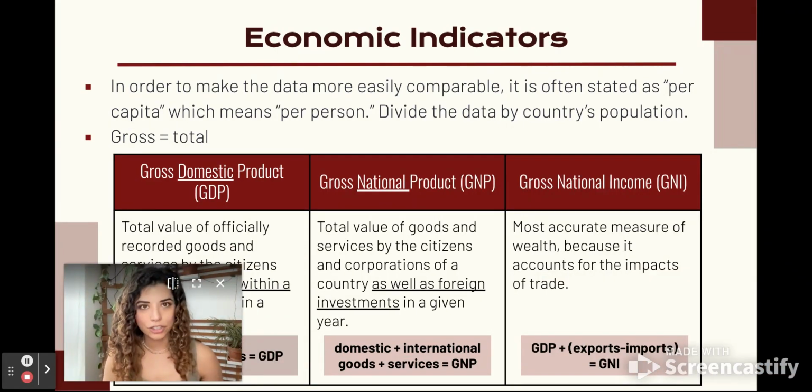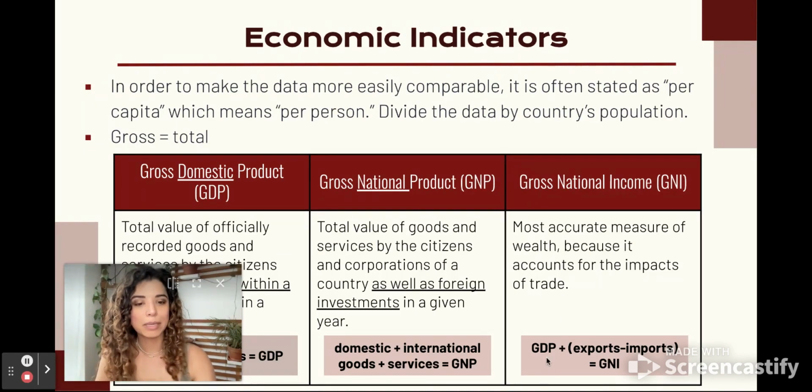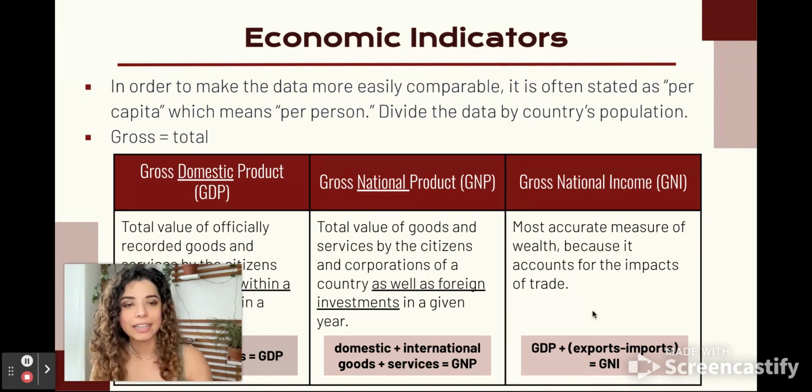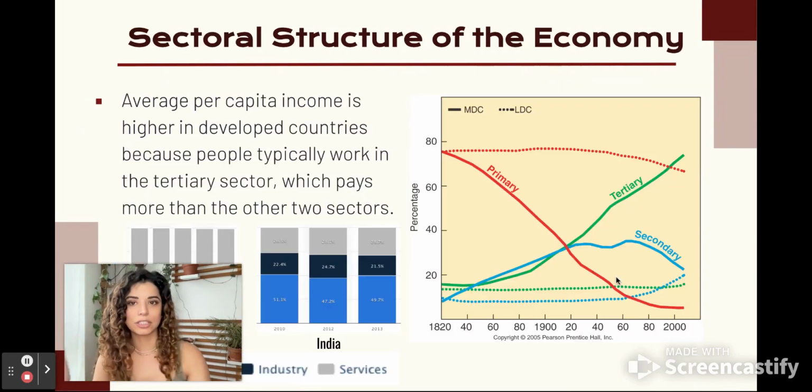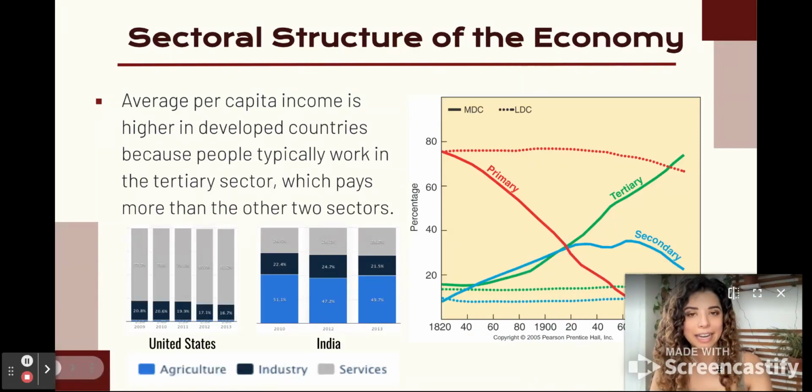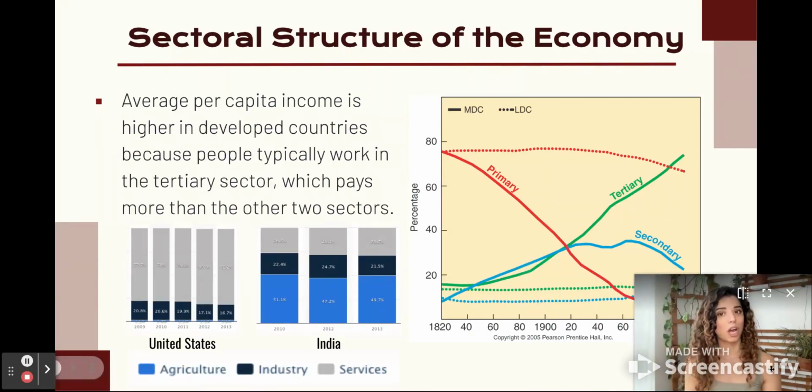Then we have gross national income. This is the most accurate measure of wealth because this also takes into account trade, so imports and exports. So if we look down here, GDP plus exports minus imports, that is GNI. So these are just a few of the economic indicators that you'll most commonly see.